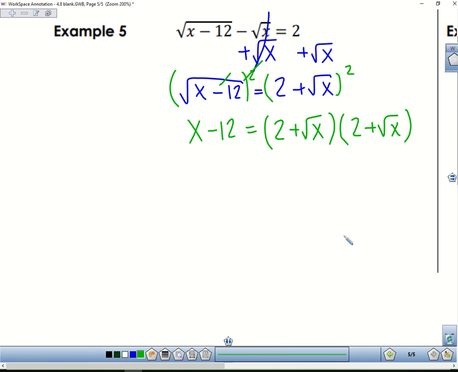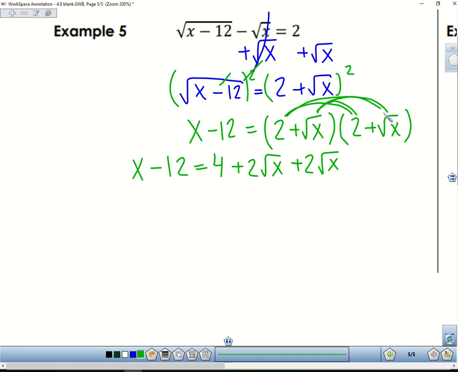Yeah, I think this is a lot faster than the way I did it earlier. I still got the same answer, but so then we're going to FOIL that. So first times first, outer times outer, inner times inner, last times last. What's the square root of x times the square root of x? Good, x. So then over here, I should be able to simplify. So I'm left with 4 plus 4 radical x plus x.